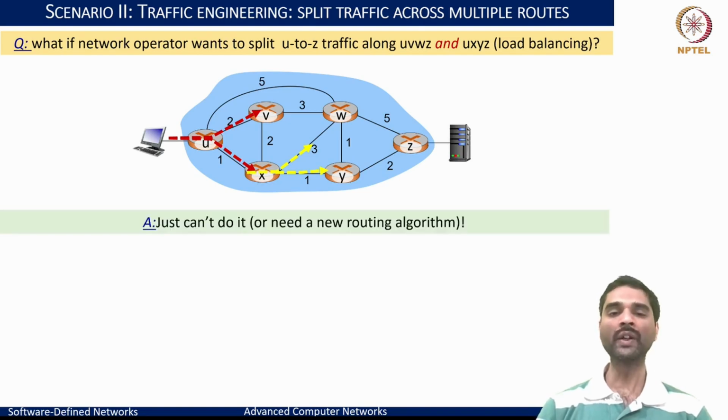So, is this possible with the traditional routing that we have seen so far? And the answer is it's just not possible. We would definitely need a lot more mechanisms or a newer routing algorithm that would allow us to split the traffic in the way that we would want. And we would also want to have a control over what should be the split of the traffic.